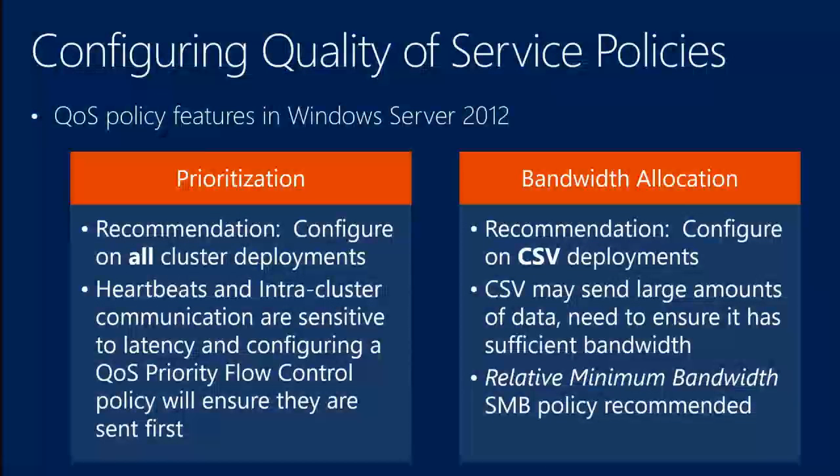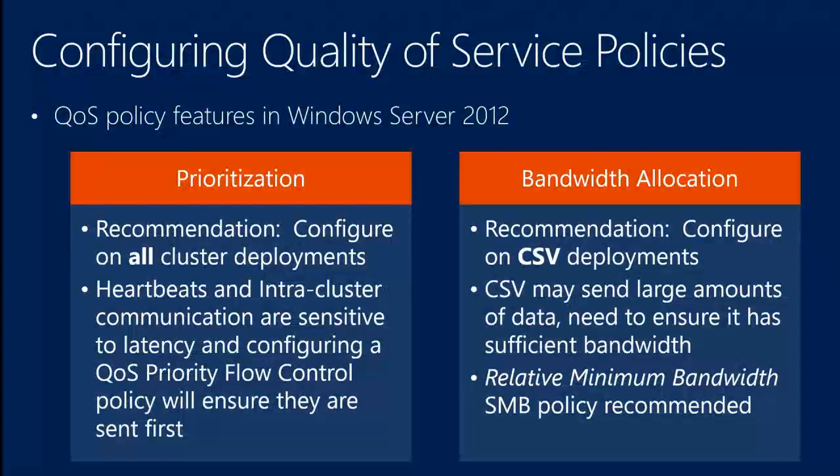QoS policies. In Windows Server 2012, there were some QoS policies introduced for the first time. There are two different ones to think about: one is prioritization, and another is bandwidth allocation. Now remember, from my beginning a while ago, the most important thing to think about is quality of service. Because of that, the most important QoS policy to think about is prioritization, because we need those heartbeats to get through. So in general, if you want to set QoS policies, I recommend setting prioritization. So set the priority flow control.